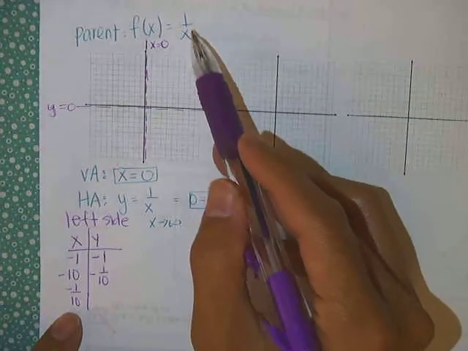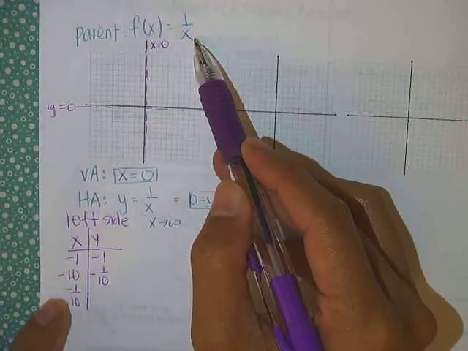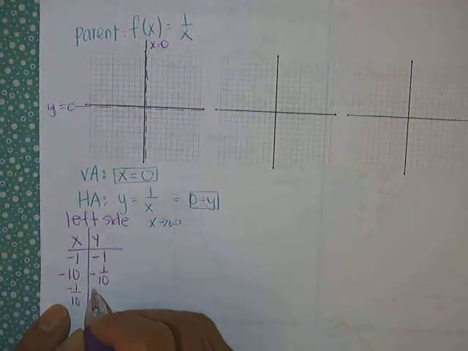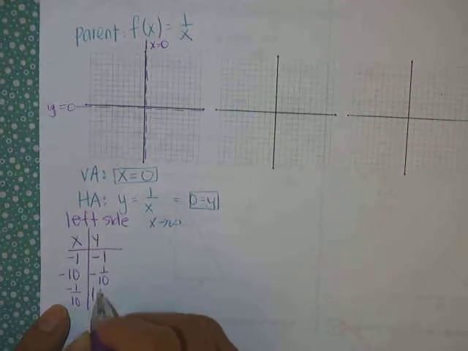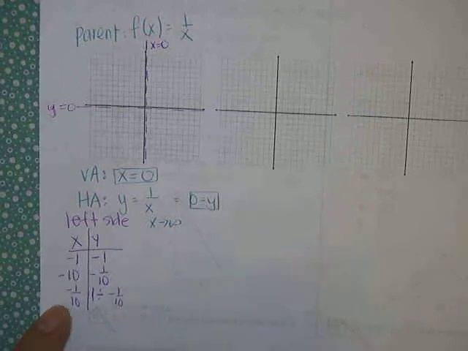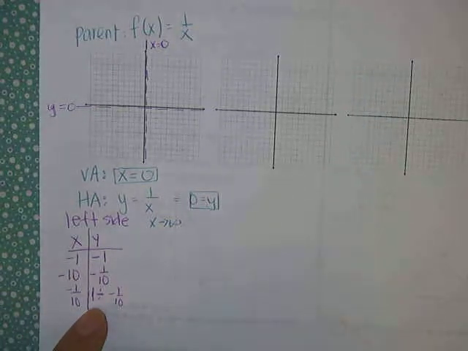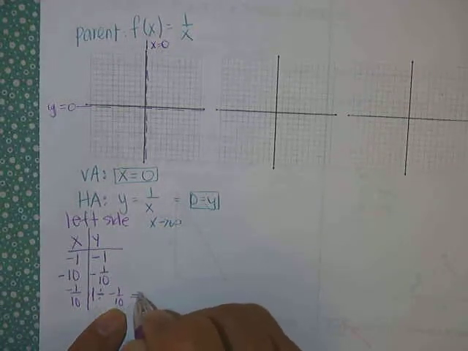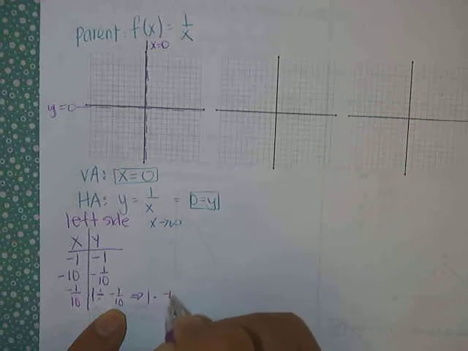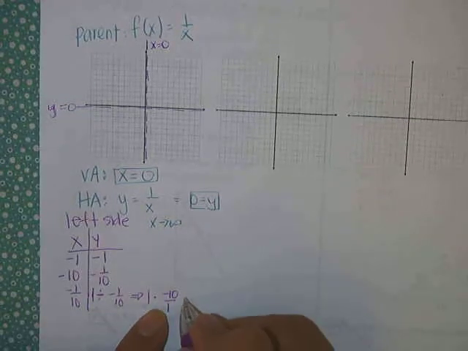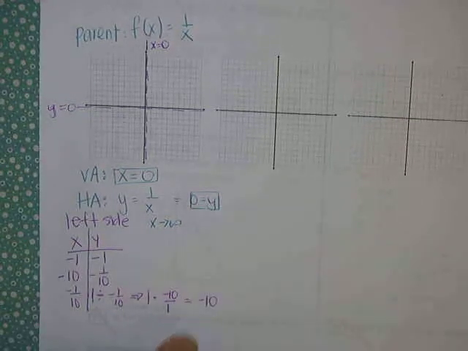So these are the points. If I put -1 back into my parent function, okay, let me zoom it out really quick. When x is -1, so the input is -1, 1 divided by -1, my output is going to be -1. My input is -10, so 1 divided by -10 is going to be -1 over 10.